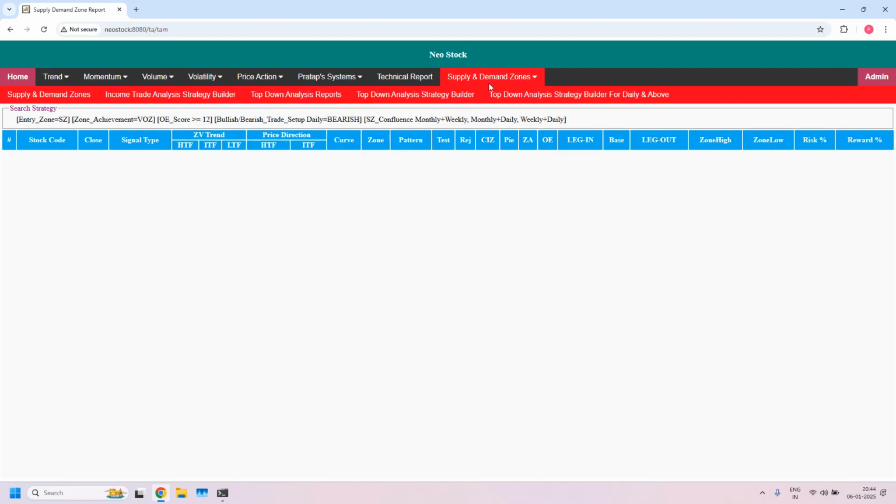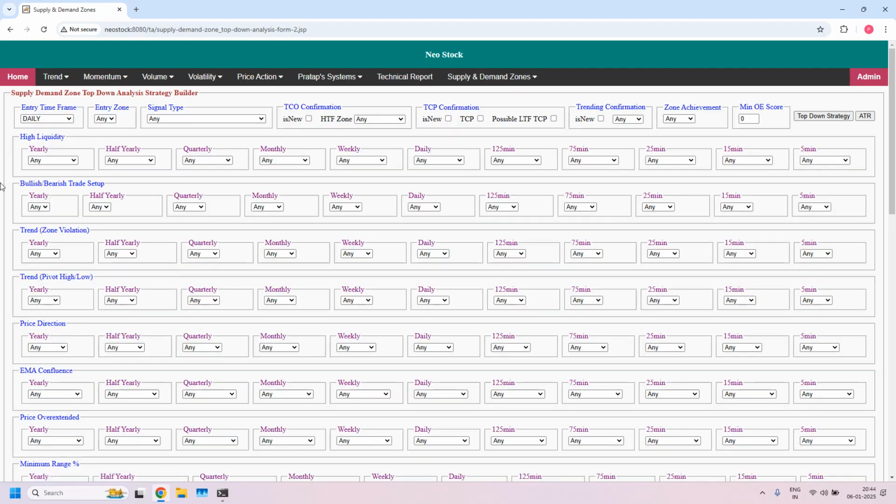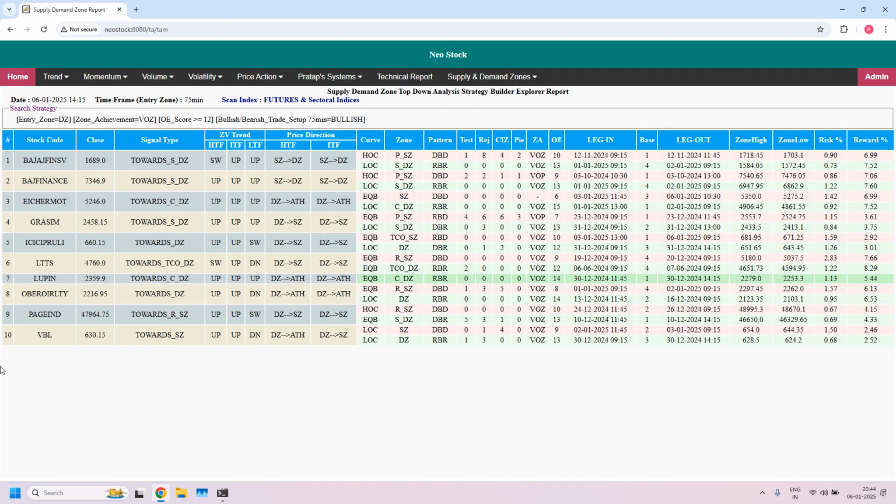Okay, next let us look for bullish trade setup, weekly income trade, entry time frame 75 minutes, entry zone, demand zone. In bullish or bearish trade setup at 75 minutes, I am selecting bullish. Zone achievement, I am selecting VOZ. Minimum odd enhanced score, I am selecting 12. No PRs to count, I set, because you learned the concept of PRs to count. We got 10 stocks.